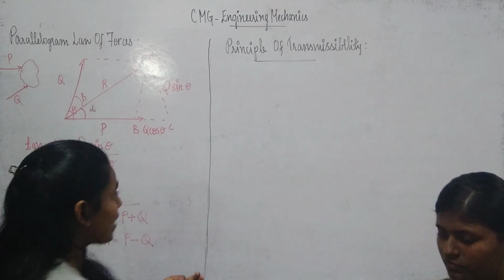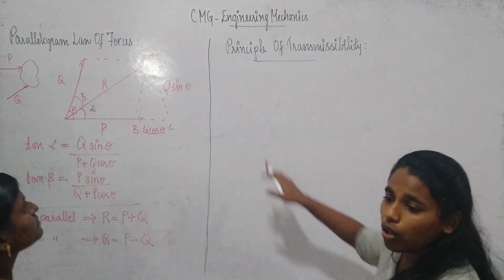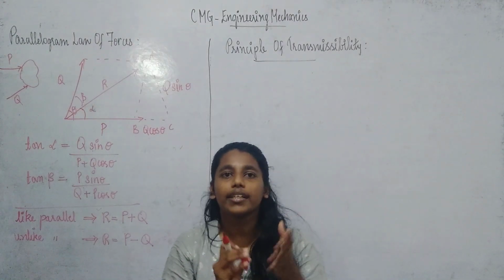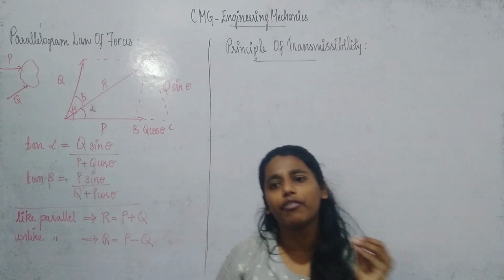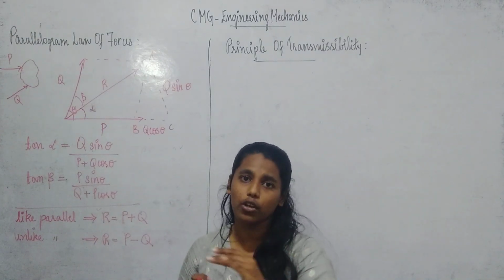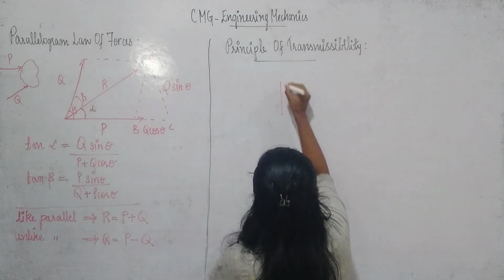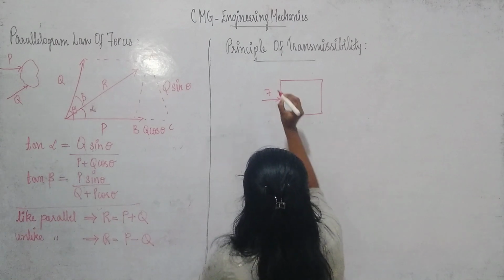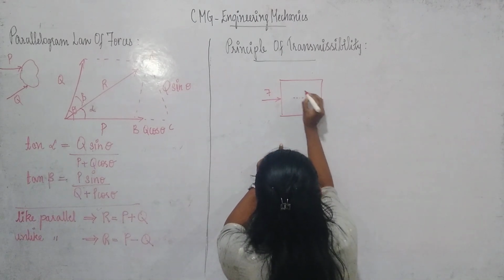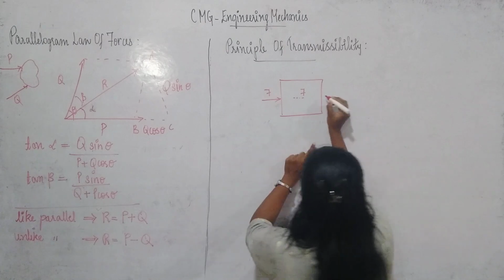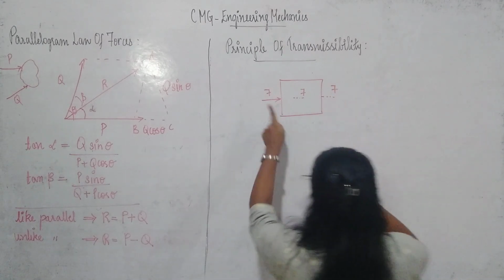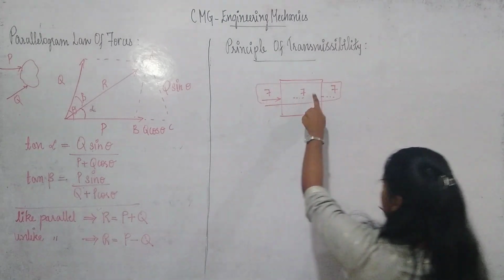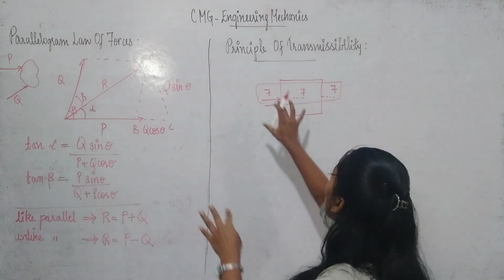Next one is principle of transmissibility. According to principle of transmissibility, when a force acts on a body, it is assumed that the force acts on every particle of the body which is in its own line of action of force. That is, if we consider this as the body and this as force F, we assume that in this position the same magnitude of force is applied, and even in this position the same magnitude of force, that is F, is applied. That is, this is the line of action of the force. So in the line of action of the force, the same magnitude of force is obtained everywhere.